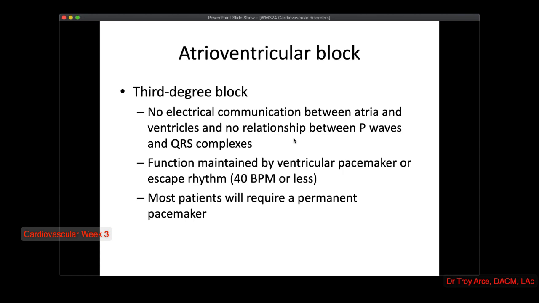With a third degree block, there's no electrical communication between atria and ventricles, and no relationship between P waves and the QRS complexes. Function is maintained by a ventricular pacemaker or escape rhythm of 40 beats per minute or less, and most of these patients will require a pacemaker.